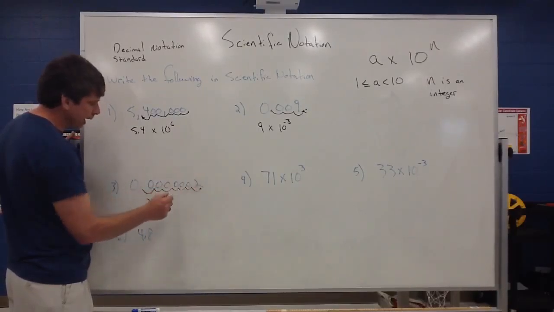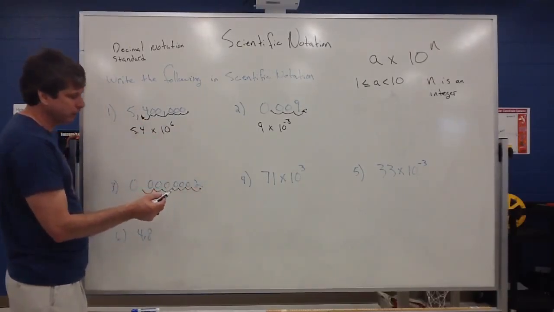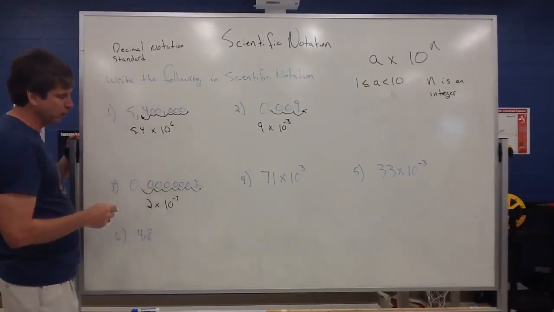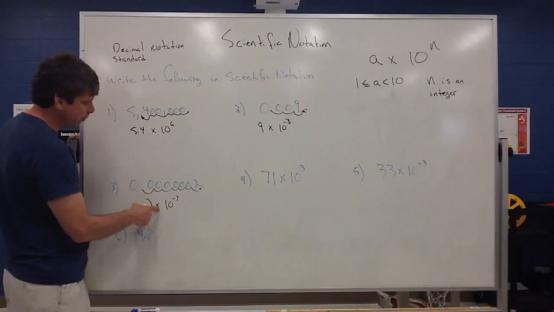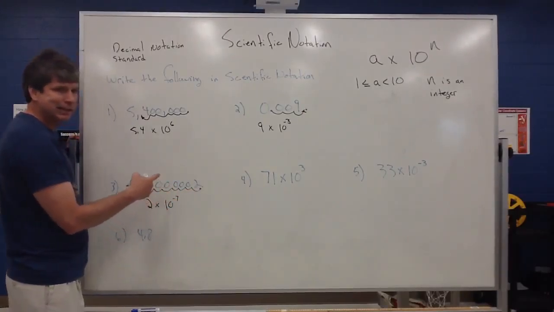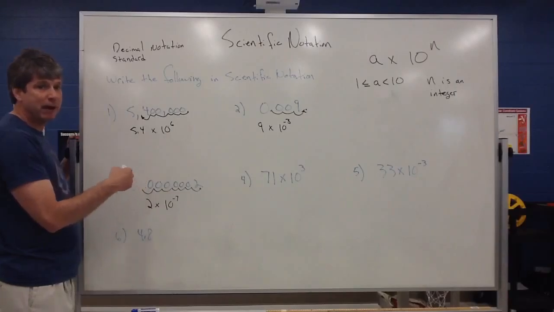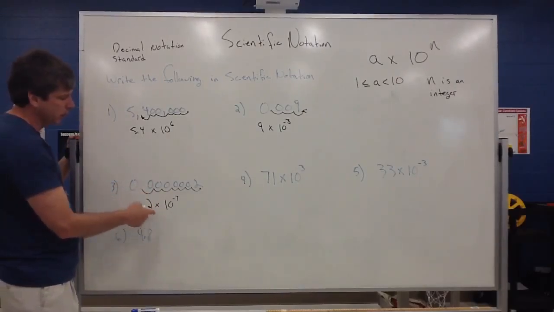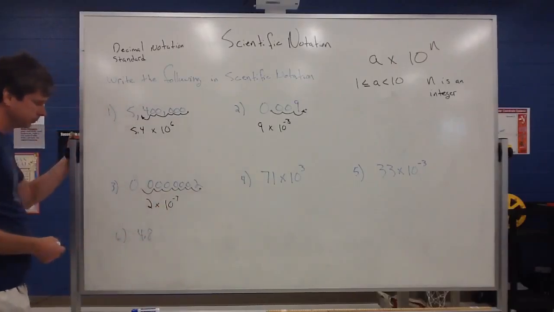By moving it to the right, I gained 7 spots. I got to use a 10 to the negative 7 to offset those 10 spots. So 2 times 10 to the negative 7 should represent that. And remember, 10 to the negative 7 means you're going to divide by 10 7 times. So that decimal is going to be moving 7 places back to the left. And that's going to give me my decimal notation.